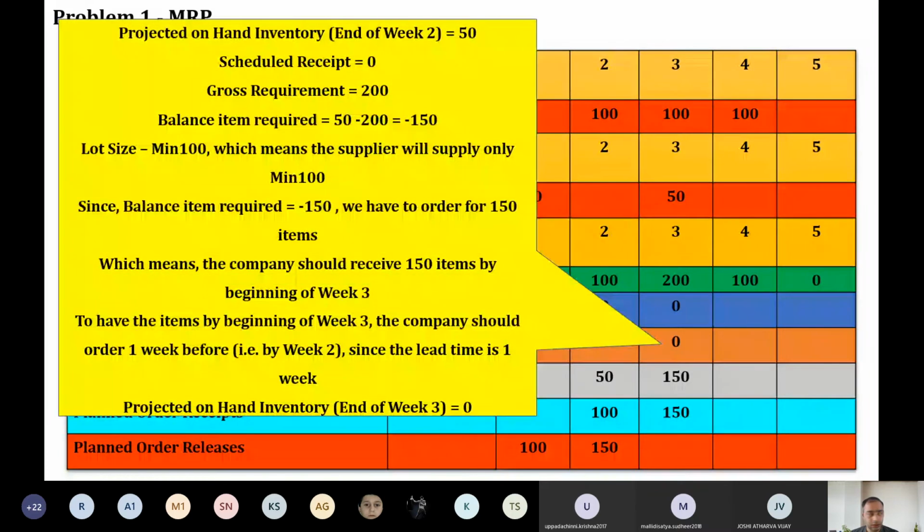Then you check for the fourth week. What is the requirement for the fourth week? Gross requirement is 100. Scheduled receipt is 0. What is the on-hand inventory for week 4?